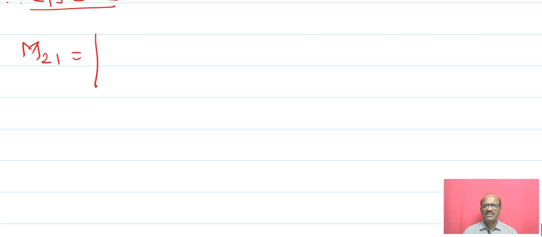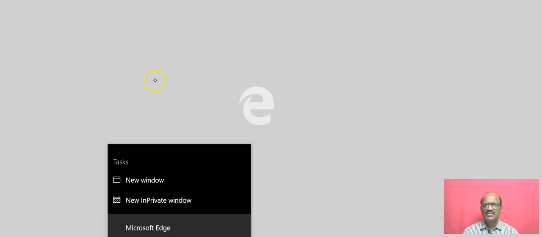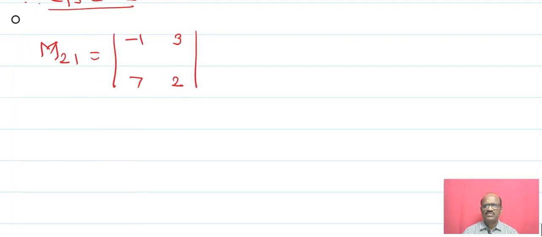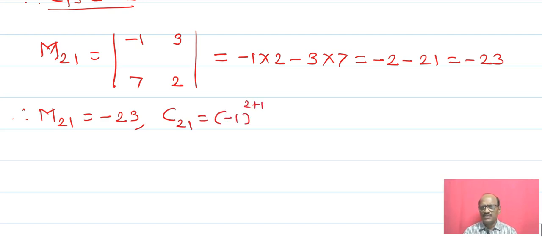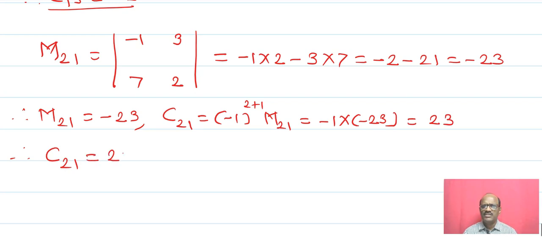M21, that is a minor. You can write the element minus 1 3, 7 2, that is minus 1 into 7, minus 1 into 2, minus 3 into 7. We can find out it. That is a minus 2, minus 21, minus 23. To find out the minor, it's very easy, minors and cofactors. Now this chapter is a scoring chapter for the 11th standard. That is M21, which is a minus 23. C21, that is a minus 1 is to 2 plus 1, M21. And overall, you are getting the C21, that is equals to 23.